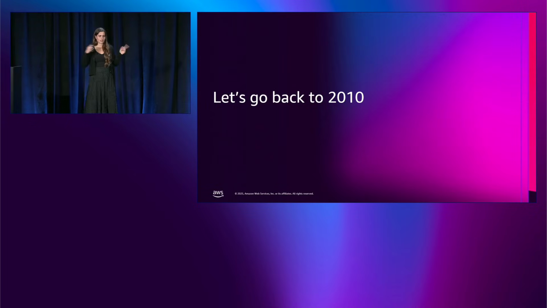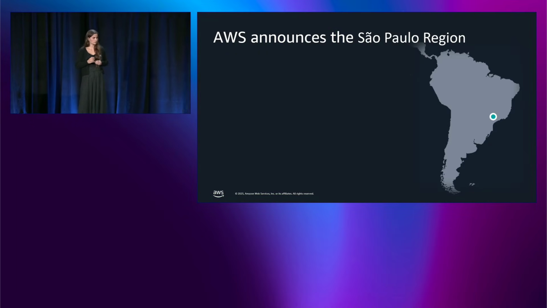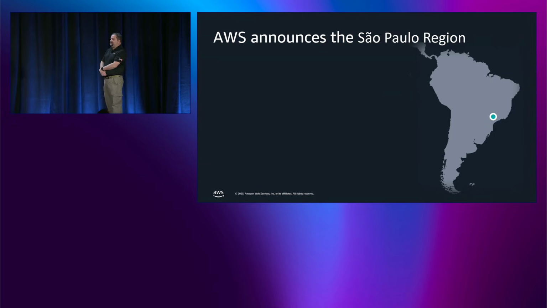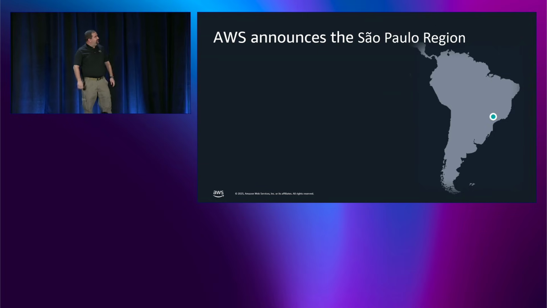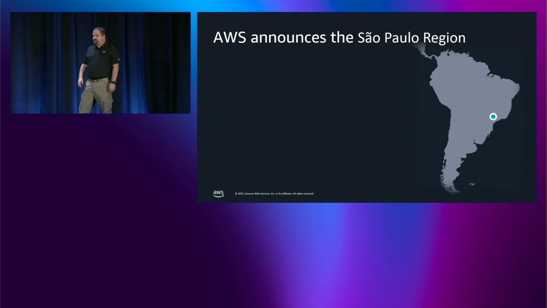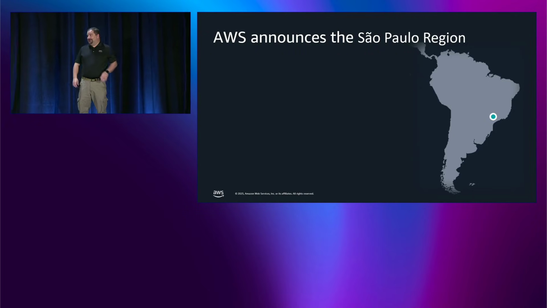So let's take it back to 2010, when we were building the first region in South America. Yeah, so in 2010, we announced the launch of the Sao Paulo region. It was our 8th region. We were the first major cloud provider to launch a region on the South American continent. And AWS looked a lot different back then.